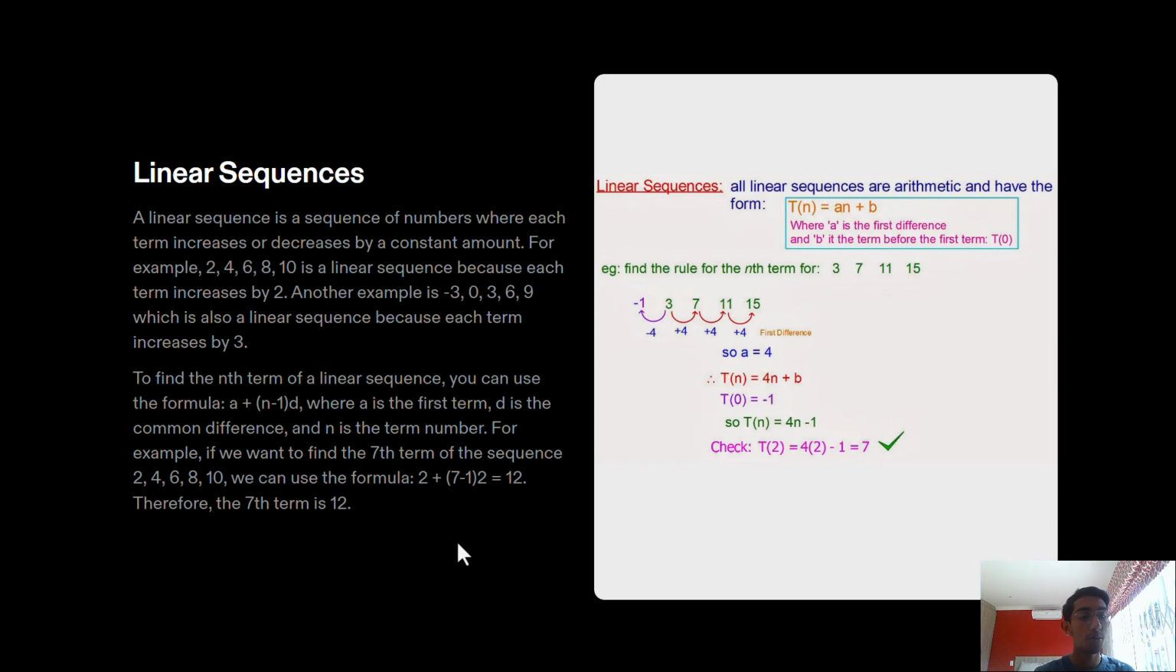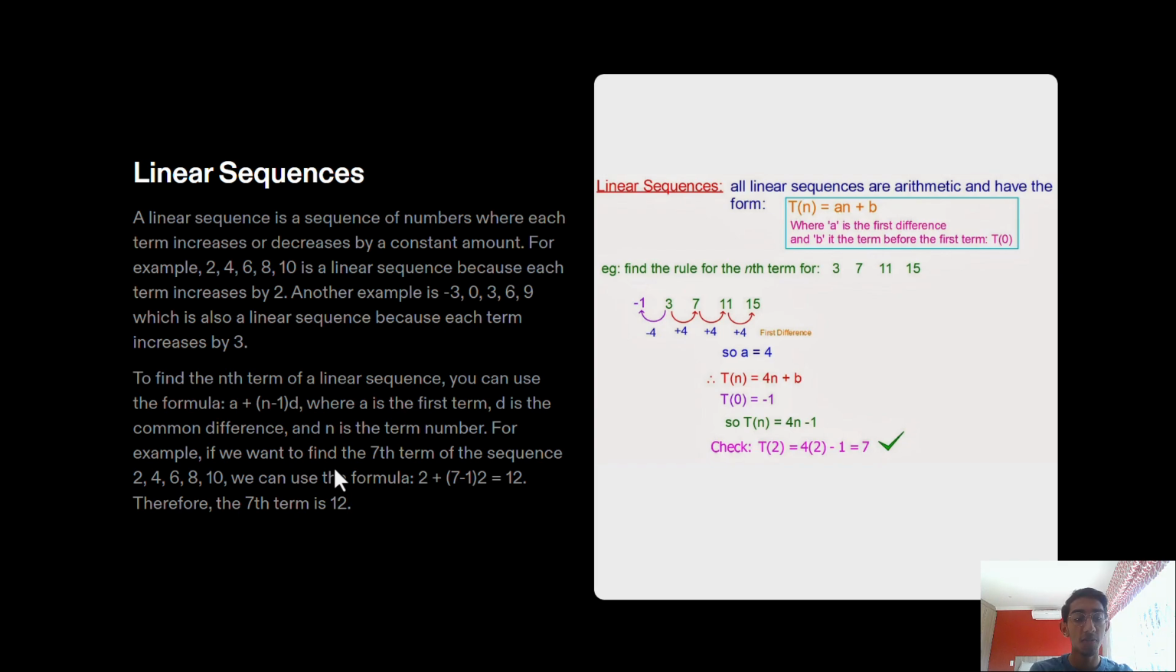To find the nth term of a linear sequence, you can use the formula a plus (n minus 1)d, where a is your first term value, d is the common difference, as is the case with this second pattern over here, which would be 3, or with the first one it would be 2, and then n would be obviously the number of terms in the pattern.